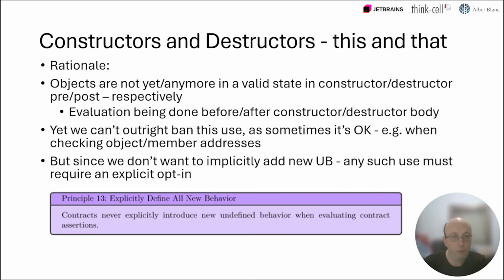On the other hand, we don't want to just ban such references because they do have some legitimate and safe use cases, especially around inspecting addresses without dereferencing them, where an object is about to be constructed or has just been destructed. You can safely inspect its address as long as you don't dereference it. So we need the user to explicitly do this by using the this pointer, and it's a way for the user to state, okay, I know what I'm doing, trust me.